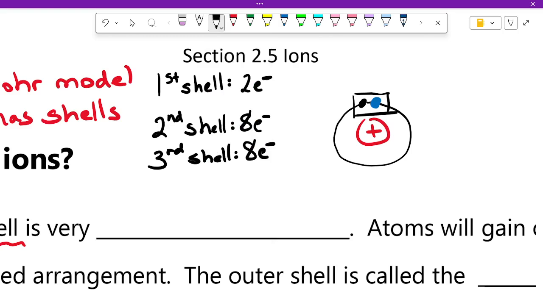What is wrong with my pen? Let's get a different pen so it works. There we go. Second shell.